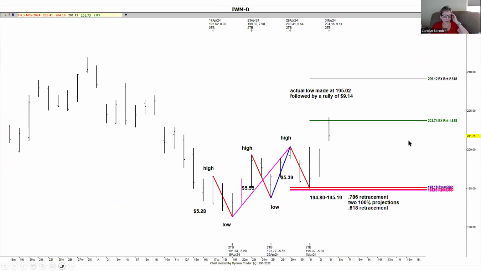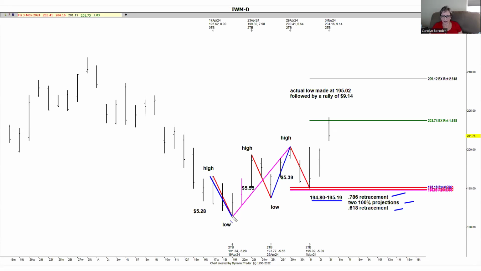All right, here's another example. And I will stick around for questions afterwards. But here's another example. This was in IWM. Now here, we had a price cluster of support that came in at 194.80 to 195.19. It included a 786 retracement of one swing, two 100% projections, and a 618 retracement.